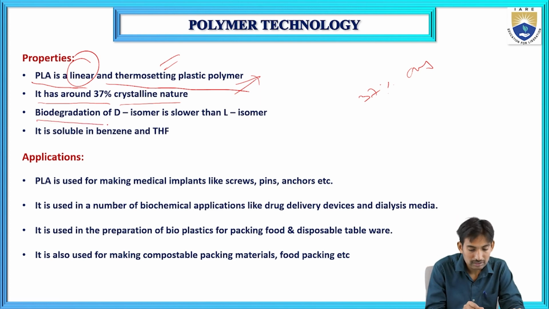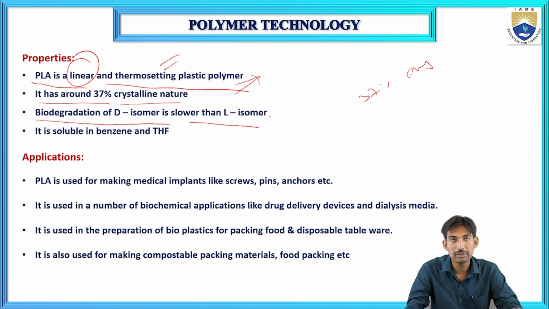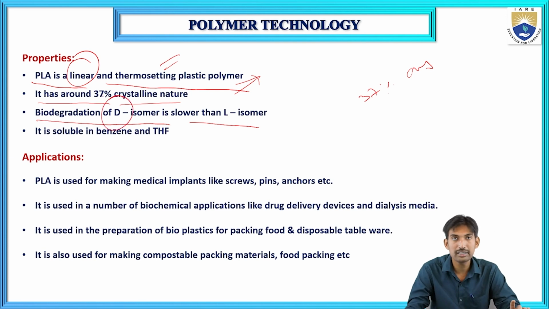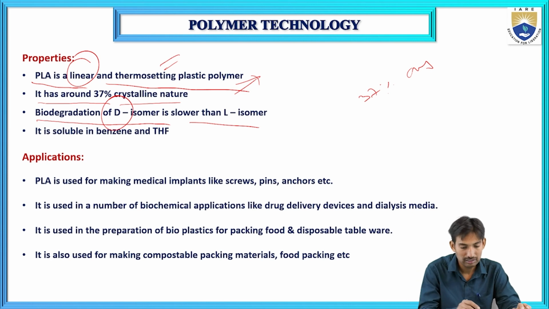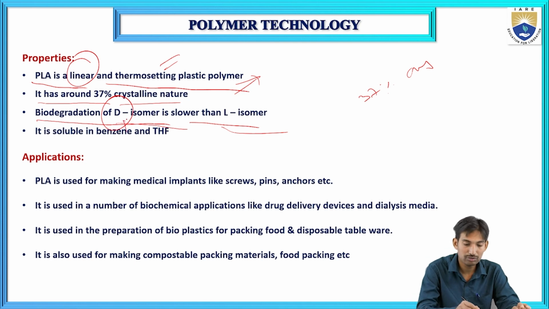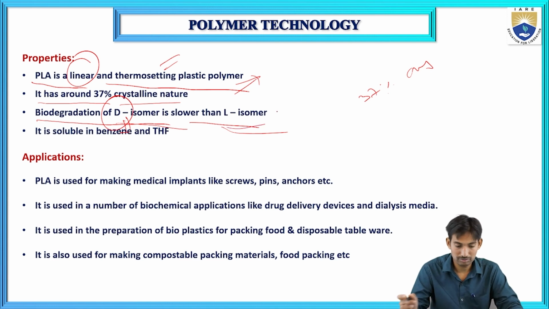The biodegradation of the D isomer is slower than the L isomer. Polylactic acid contains D isomer and L isomer. The D isomer takes longer to biodegrade than the L isomer. Means the L isomer takes very little time compared with the D isomer to undergo biodegradation.